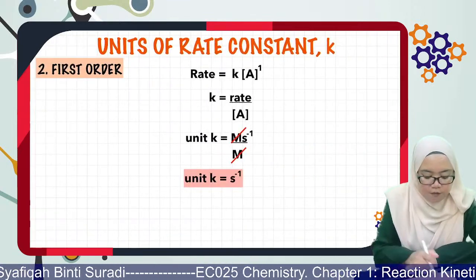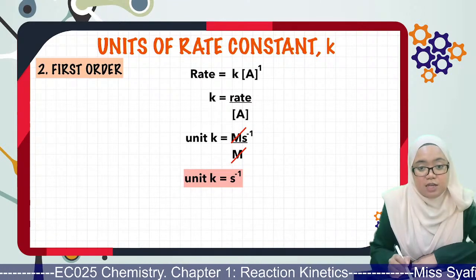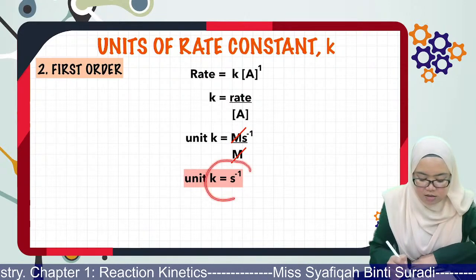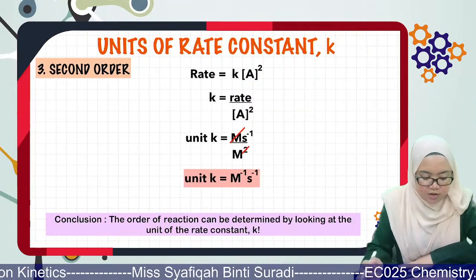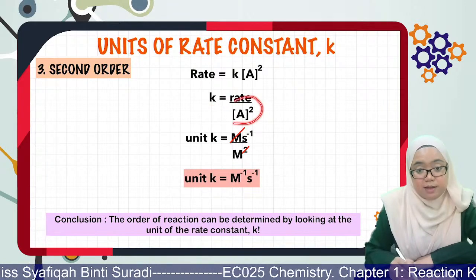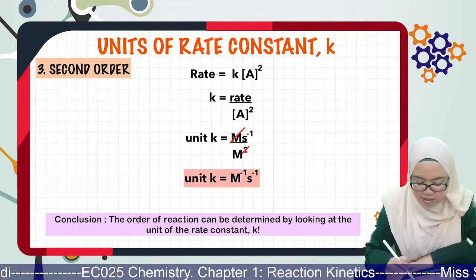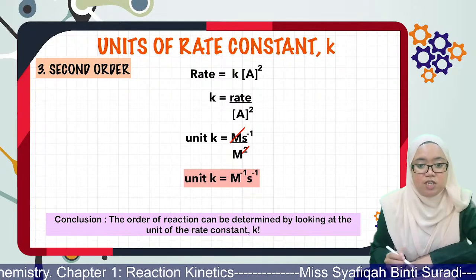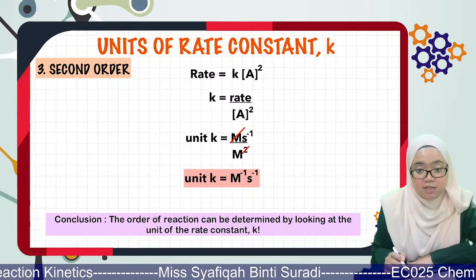Okay, untuk first order, kita punya unit K is equals to rate over concentration A. So kita akan cancel kita punya M kat sini. So that's why we get unit K is equals to per second. Alright, and then untuk second order, kita tengok kita punya K sama dengan rate over A squared. So that's why kita boleh cancel M dengan 1 M dekat bawah ni. So kita punya unit K sama dengan per molar per second. And dekat sini kita boleh tengok yang order of reaction boleh kita determine by just looking at the unit of the rate constant K.